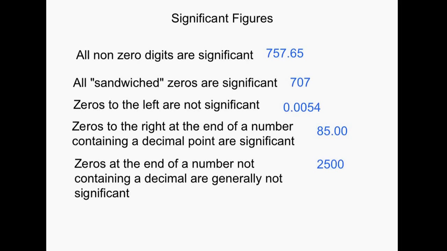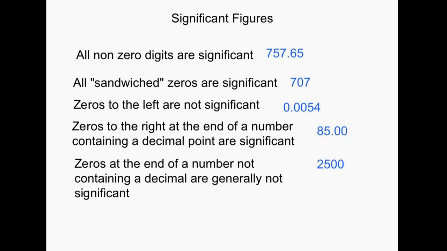In the first statement, you can see that any number that is not 0 is automatically significant. So in this example here, we have 5 digits that are not 0, so they are all significant. So there are 5 significant figures in this number. In our second example, any 0 that is sandwiched between 2 numbers is automatically a significant digit. So in this example here, we have 3 significant figures.